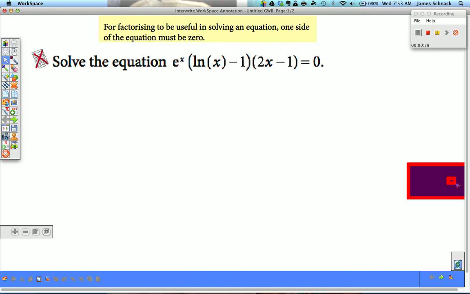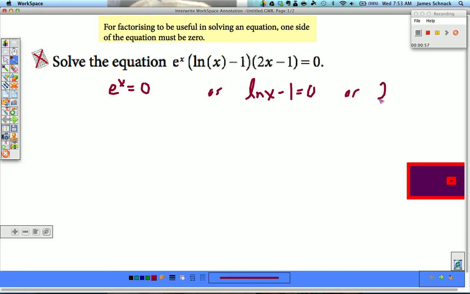And before you freak out, notice that this is really just factored. And it is equal to 0. So since it's factored already and equal to 0, what that means is that we can set each factor equal to 0. So e to the x equals 0. Or natural log x minus 1 equals 0. Or 2x minus 1 equals 0. And I have three little equations that I can solve now.